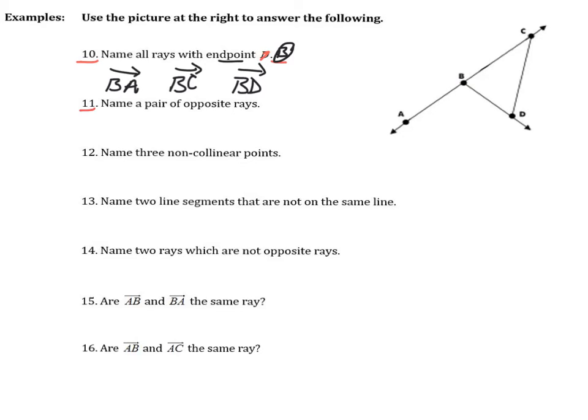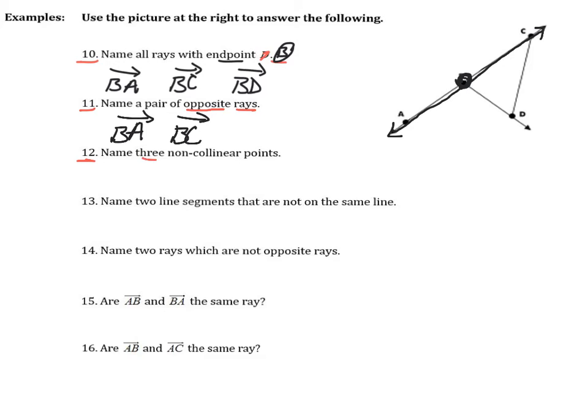For the next example, we want a pair of opposite rays. So you have to be going in complete opposite directions. So it looks like A, B, and C are collinear. So that's the other stipulation, has to be true for opposite rays. So in this case, my 2 opposite rays would be BA and BC. They're collinear, they form a line, they share an endpoint, so therefore they are opposite rays.